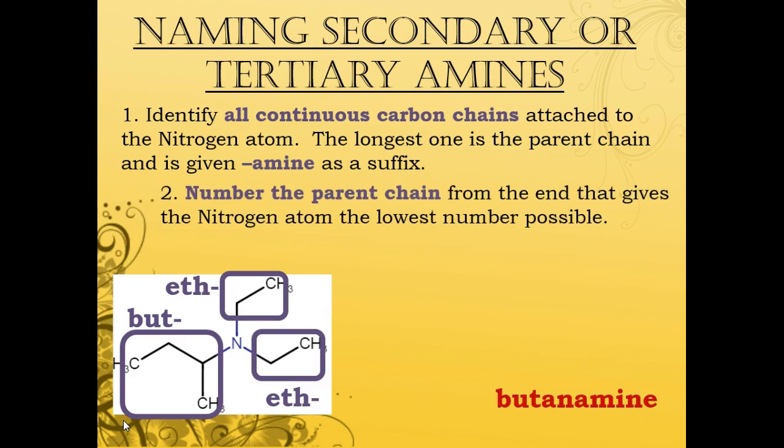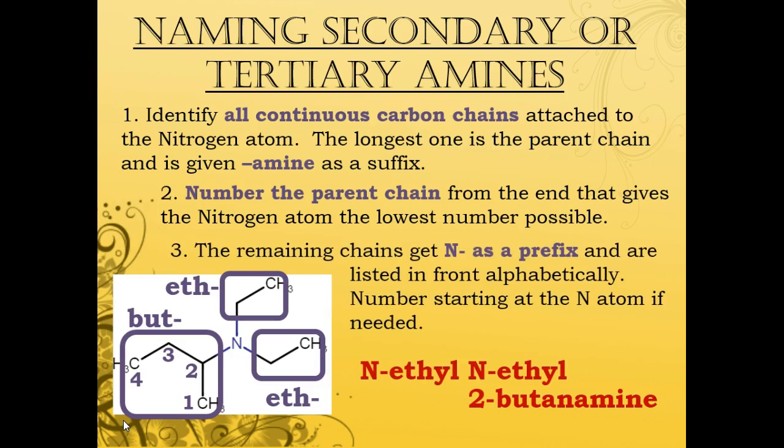And then we're going to number the parent chain to give the nitrogen atom the lowest possible number. So it's coming off the second carbon, so we have 2-butanamine. But we're not done. We still have to name the other carbon chains coming off the nitrogen. And they get the N as a prefix and are listed in alphabetical order.